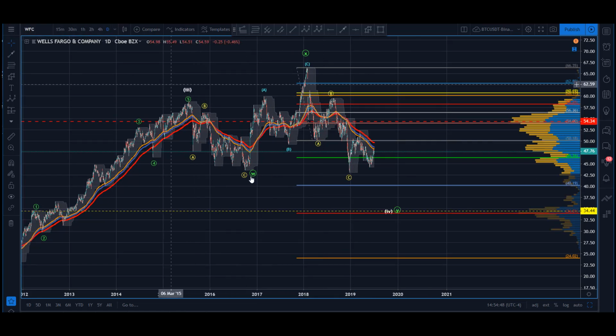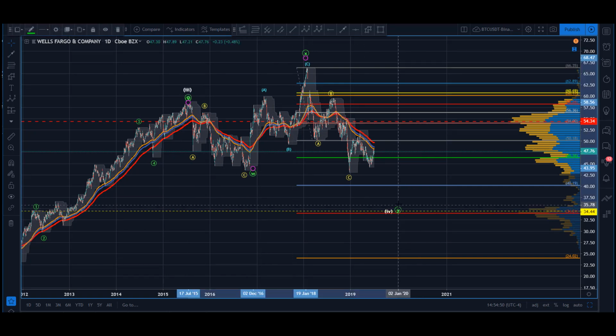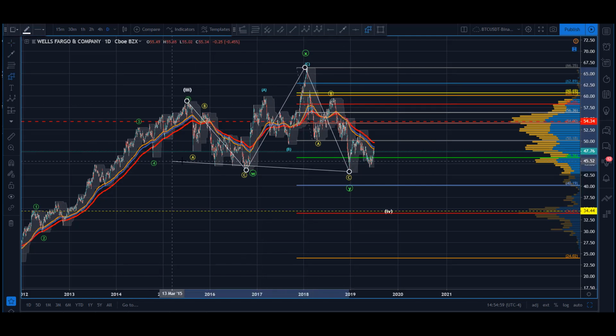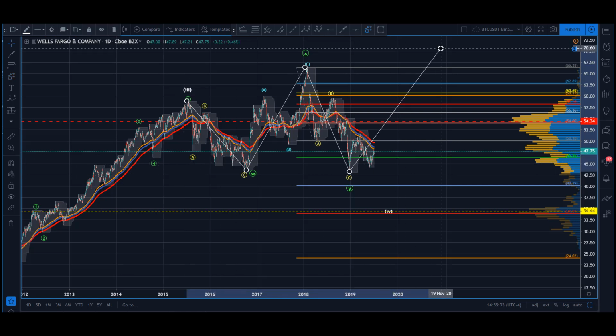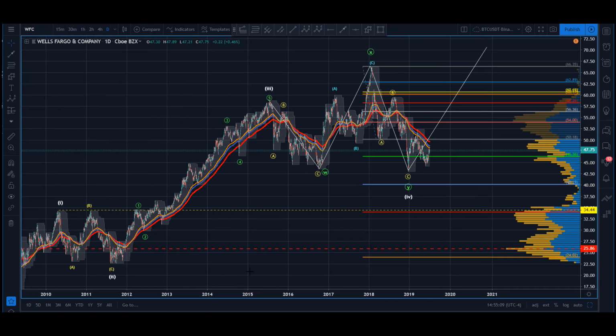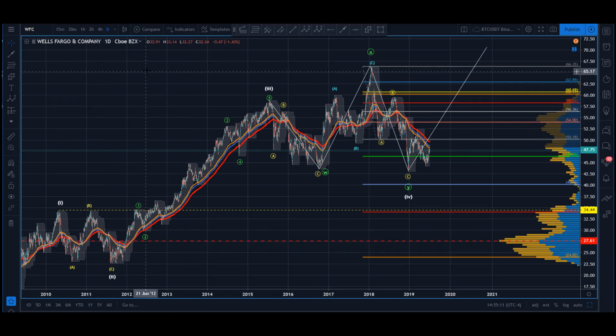Well, if it's WXY, so one possibility here. If we're done, well, there's our expanded flat. Boom, boom, boom. Expanded flat, right? Almost baseline here. We come just beyond this. Now we're going up. That would imply that we're going up. The 4 is in.